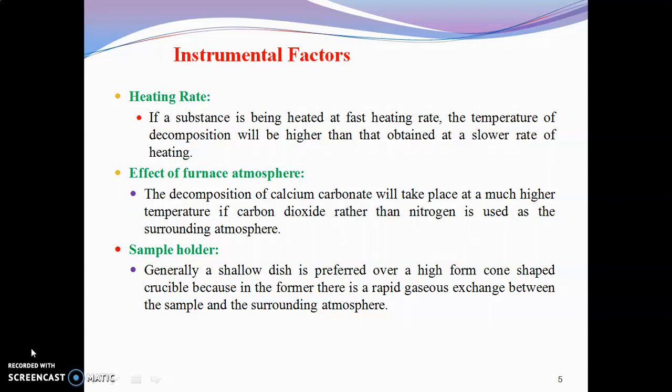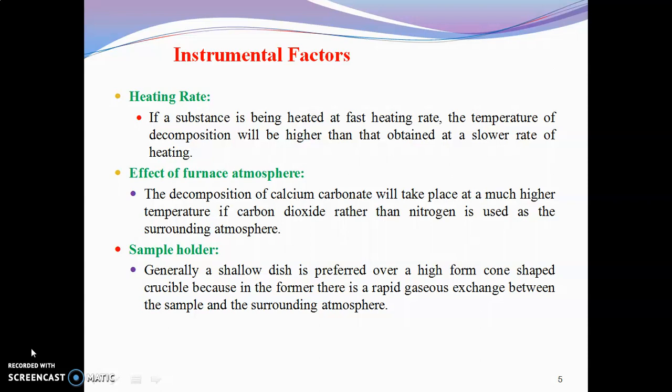Then second is effect of furnace atmosphere. The decomposition of calcium carbonate will take place at a much higher temperature if carbon dioxide rather than nitrogen is used as a surrounding atmosphere. So this surrounding atmosphere is also very important. It decides the decomposition rate, whether it should be slower or faster.